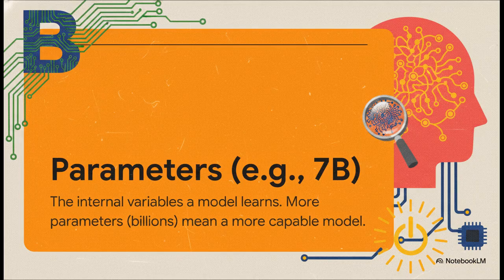The B literally just stands for billion. So a 7B model has 7 billion parameters. You can think of these parameters as the neurons in the AI's brain. The more parameters a model has, like a 70 billion one, the more it's learned, and the more complex its thinking can be. But just like a bigger brain needs more energy, a bigger model needs more powerful hardware.